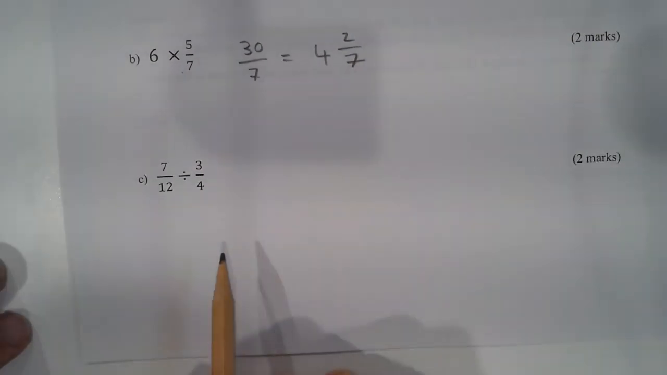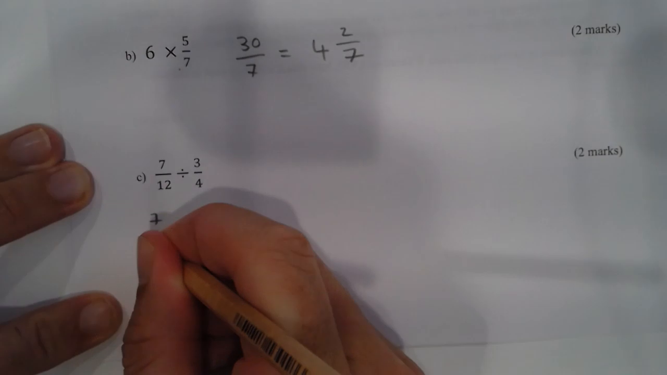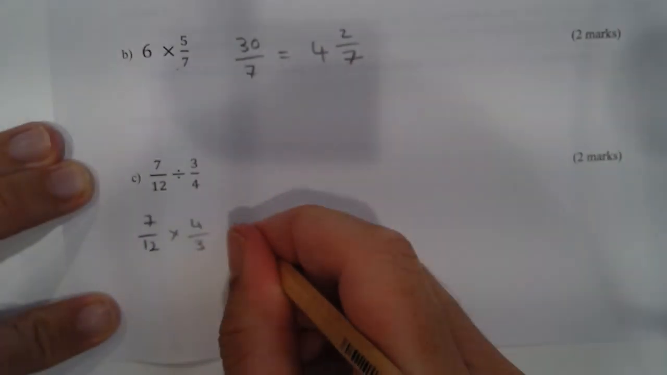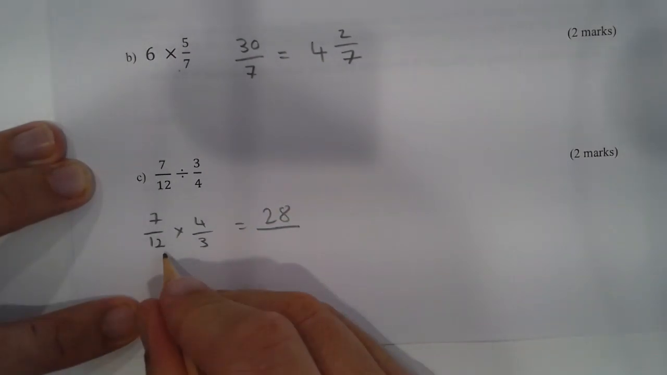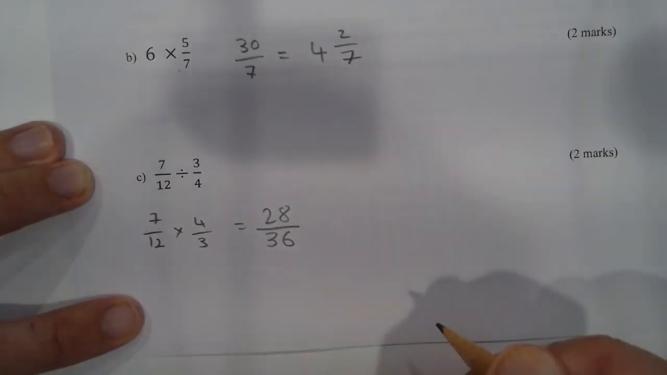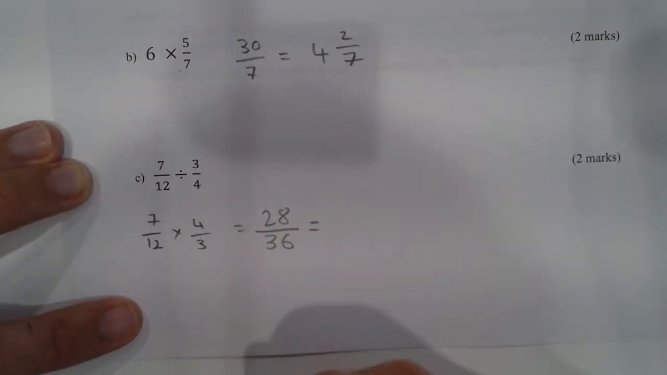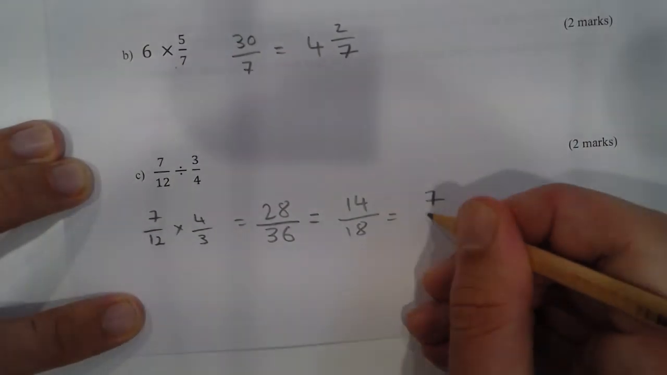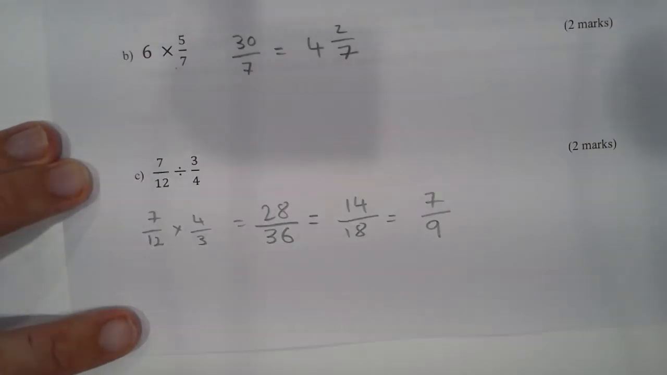Part C, when we divide by fractions, so we're going to keep the first, flip the second and multiply. 7 times 4 is 28. 12 times 3 is 36. And you can half both of them to get 14 over 18. We can half them again to get 7 over 9 is our final answer.